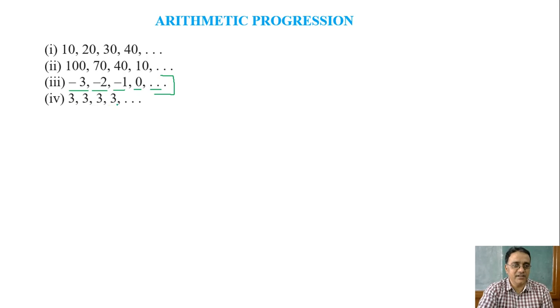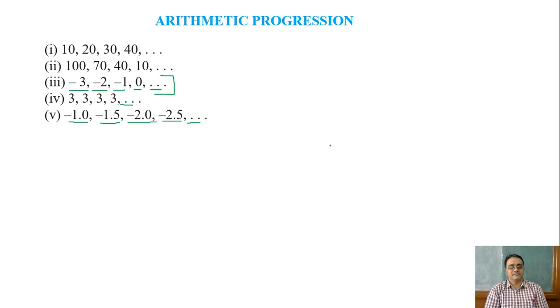3, 3, 3, 3. What is the next term? 3. So we are getting 3 here. Okay. Next, -1.0, -1.5, -2.0, -2.5. What is the next one? -3.0. So is this decreasing or increasing? Decreasing, right? So decreasing order means we have to add the negative.